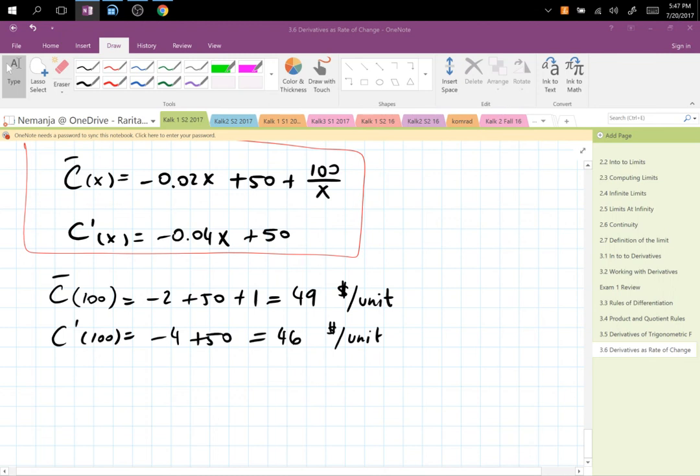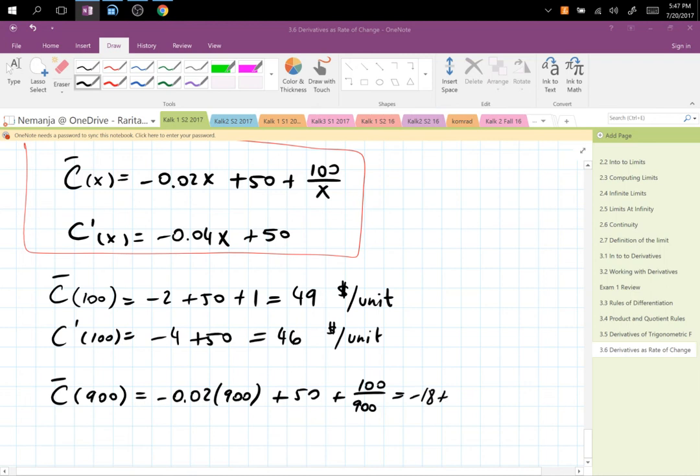actually it's more expensive than 49 bucks to produce the first couple of units. But let's see what happens at 900 units. So for 900 units produced, we have negative 0.02 times 900 plus 50 plus 100 over 900. So this will be negative 18 plus 50 plus, and 1 divided by 9 is 0.11111 going forever. It's a division by 9.